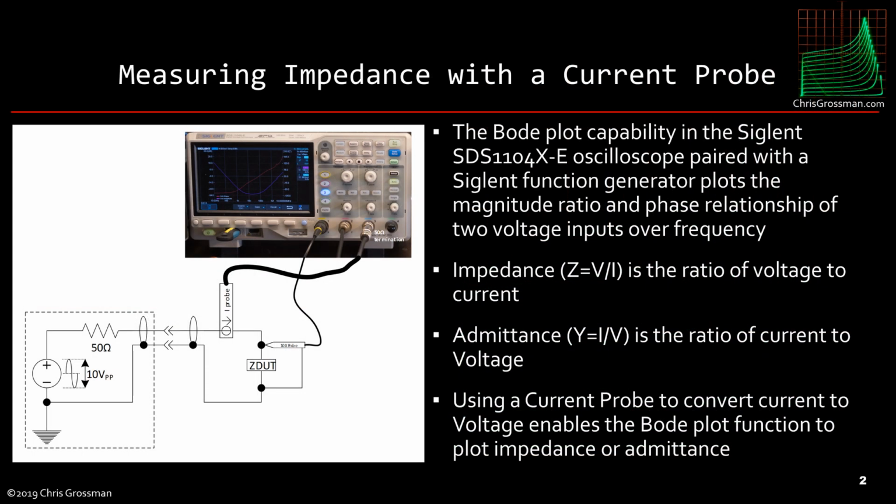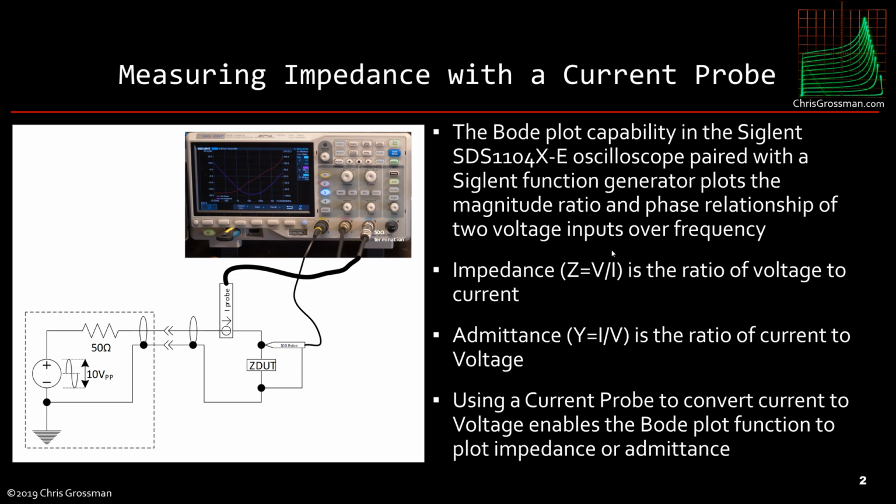The Bode plot capability of the Siglent SDS1104X-E Oscilloscope, paired with a Siglent function generator, can plot the magnitude, ratio, and phase relationship of two voltage inputs over frequency.